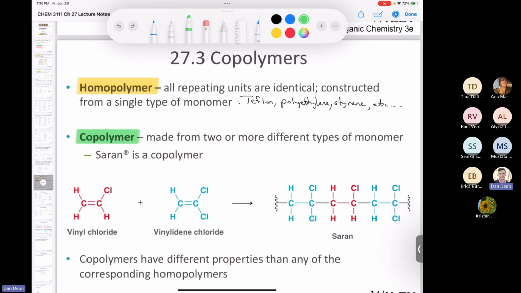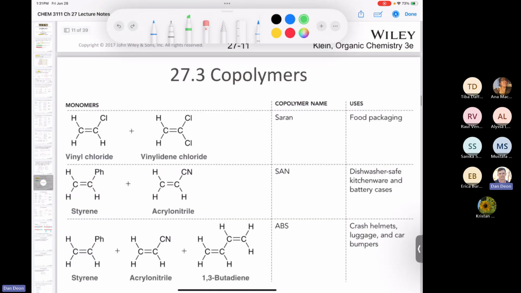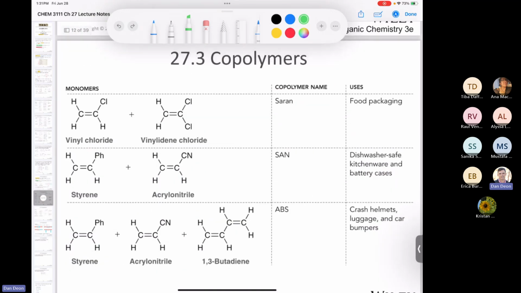And what's cool about these, why I think copolymers are so neat, is because they have completely different properties than the homopolymers that they're made from. So you think about polyvinyl chloride, which is like a really hard, brittle plastic almost, versus saran wrap. I mean, it's completely different. So it's pretty cool how they can experiment with different monomers, put them together in different ways, and make new neat materials that way. So here are some copolymers that you would know.